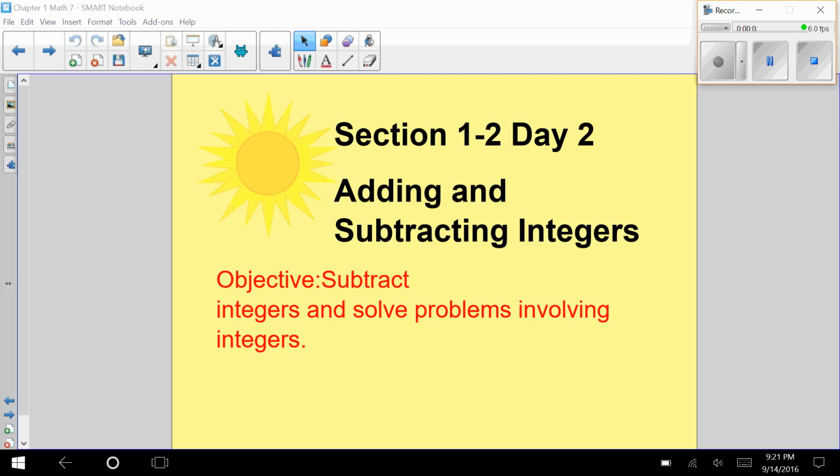Day 2. We are adding and subtracting integers. Today we are going to be focusing on subtracting integers and solving problems involving integers.